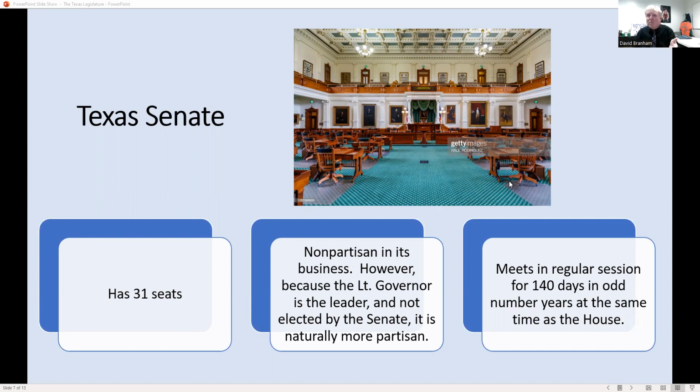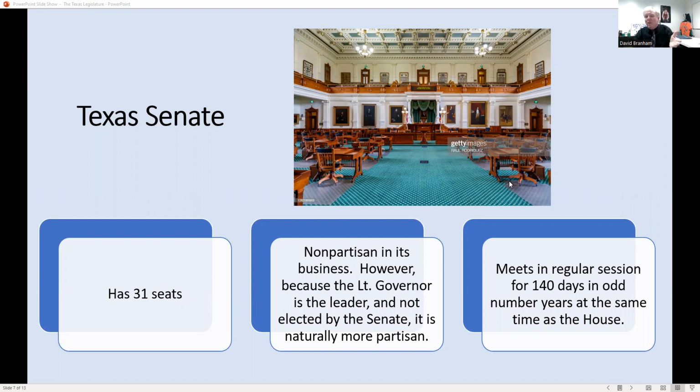It's nonpartisan in its business. However, because the lieutenant governor is the leader, not elected by the Senate, but elected by the people, it's naturally more partisan, especially if the lieutenant governor is from the same party as the majority in the Senate. So if Republicans are in the majority and Dan Patrick is lieutenant governor, that body's going to be conservative in comparison to the House because of the dynamics of it. But it is still nonpartisan.